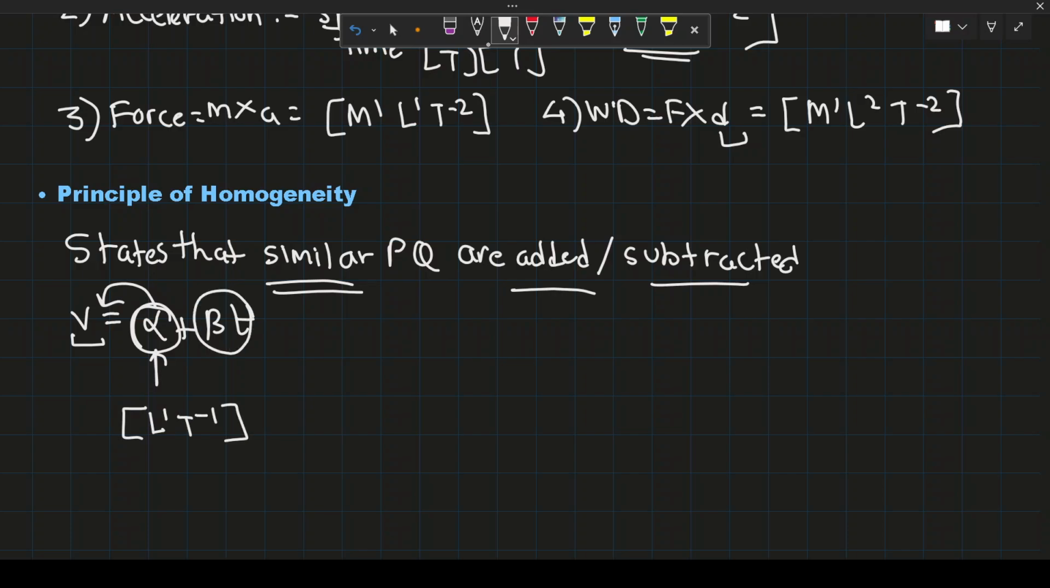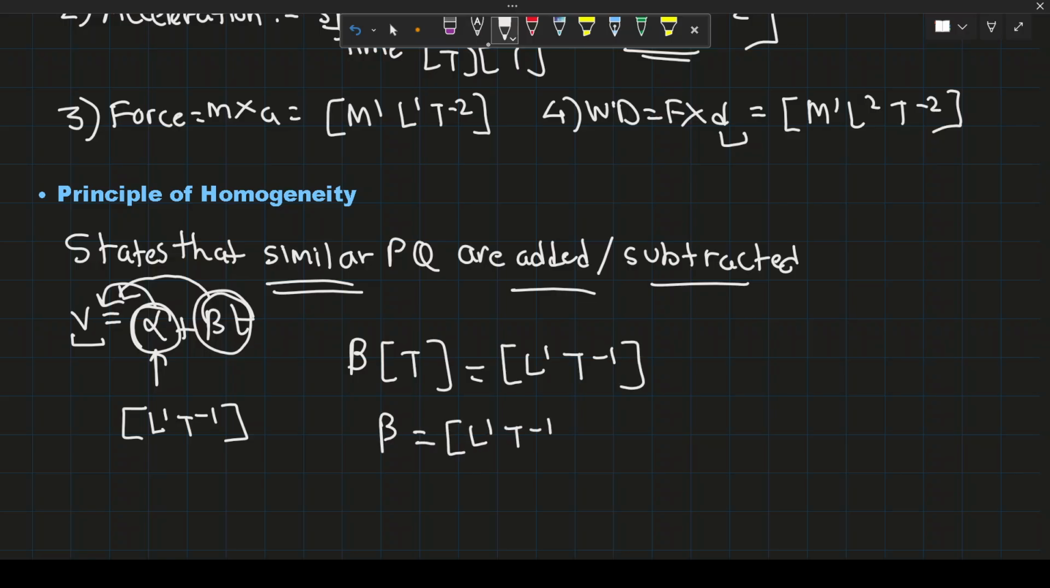The same thing over here. Beta t will have the same physical quantity as velocity. So beta into t is equal to L1 T minus 1. Beta is L1 T minus 1 upon t, which is L1 T minus 2.